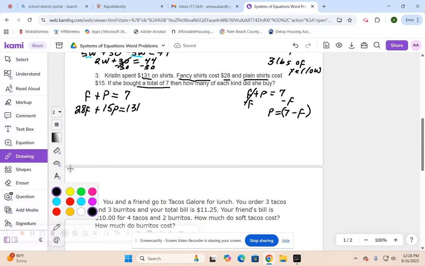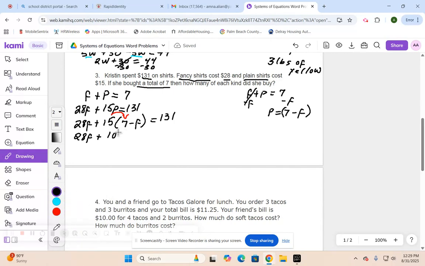All right, let's go ahead and in the second function, copy down 28F. And then we're going to multiply 15 times this quantity, 7 minus F, because that's our replacement value for P. 7 minus F equals 131. Okay, let's simplify. It's going to be 28F plus, we're going to have to distribute here. This will be 105 minus 15F equals 131.